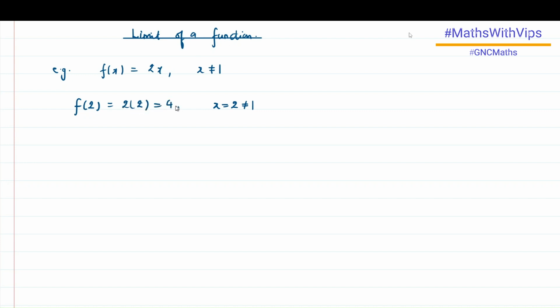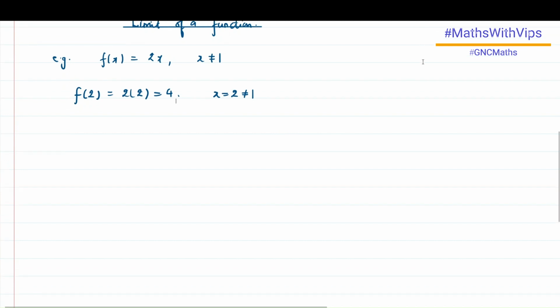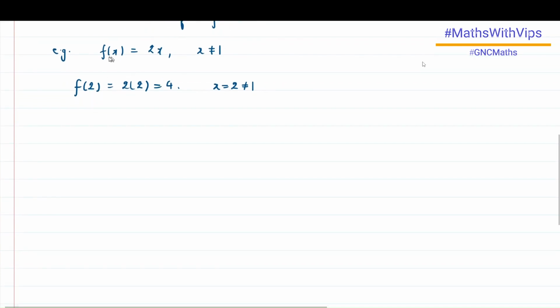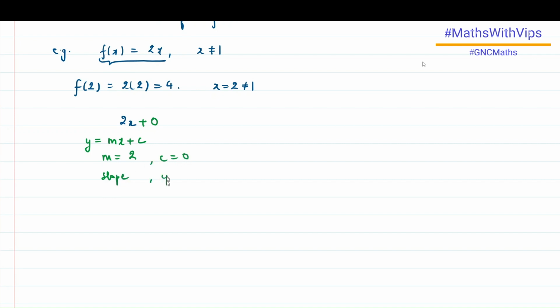In particular, the function is going to check the value of x, and if x is not equal to 1, it is going to return you 2 times x. Let us check the graph of this function. Since it is a linear function, it is going to represent a straight line. We know that the straight line equation is y is equal to mx plus c. Comparing, we have 2x plus 0, that means m is 2, which represents the slope of the line, and c is 0, which represents the y-intercept.